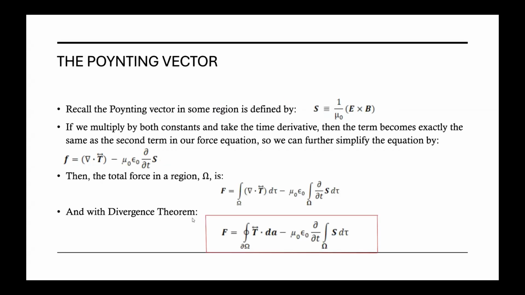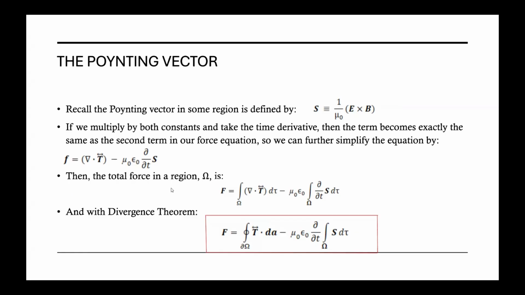So that's what we find once we substitute in as well the Poynting vector, which we recall is 1 over mu naught E cross B. And if we multiply by both constants and take the time derivative, then we clearly see that this force density becomes divergence of T minus mu naught epsilon naught d over dt of S. And so we see that this mu naught epsilon naught S needs to be some kind of momentum density just based on our units.